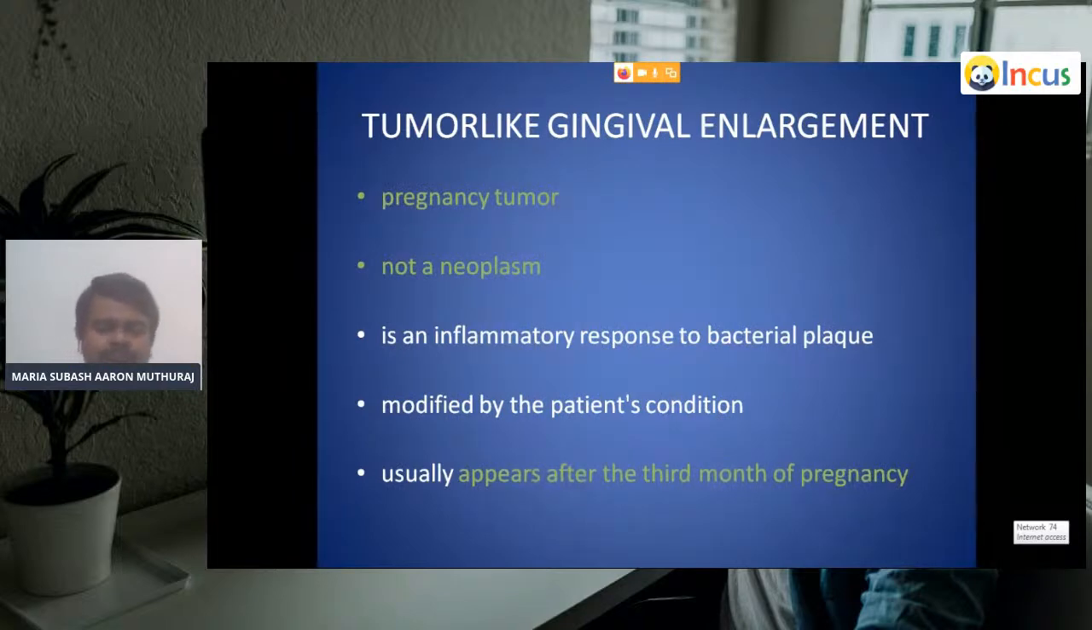It usually appears by the third month of pregnancy. After the third month of pregnancy, tumor-like gingival enlargement will be present.